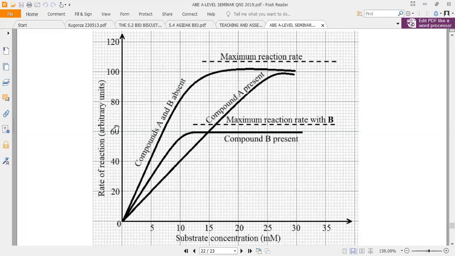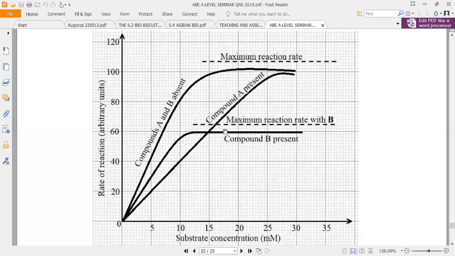So here we have rate of reaction. Then here we have the substrate concentration. We have three graphs because, from what we have read so far, we know that this experiment was done three times. So here, the first graph, they got these results when they used only the substrate without compounds A and B. So this is compounds A and B absent.